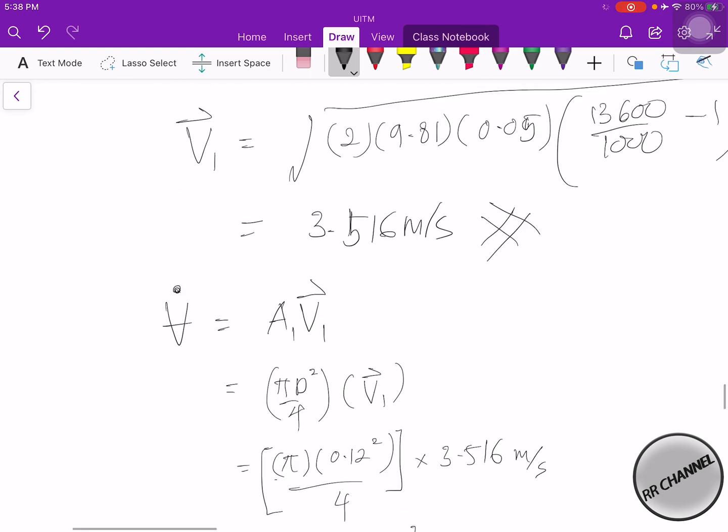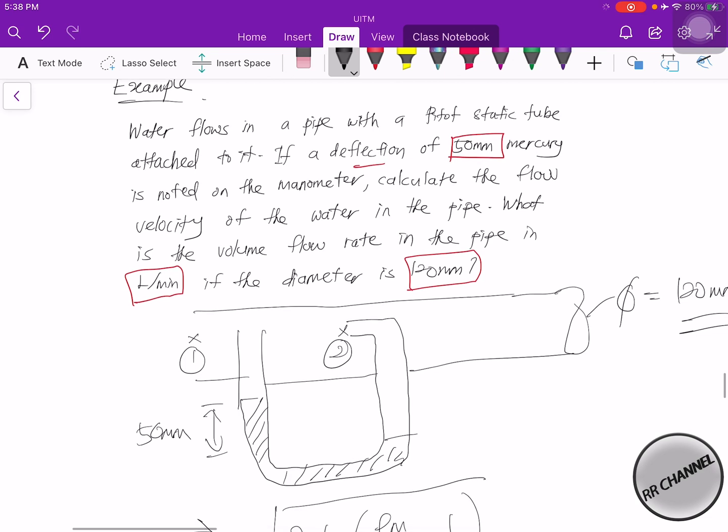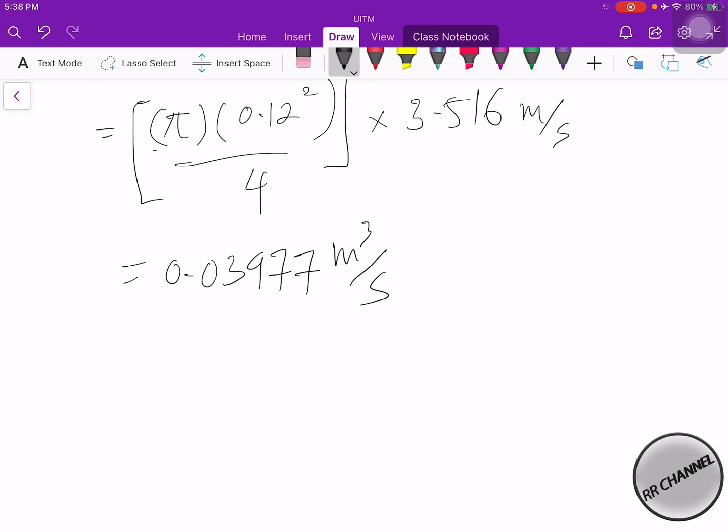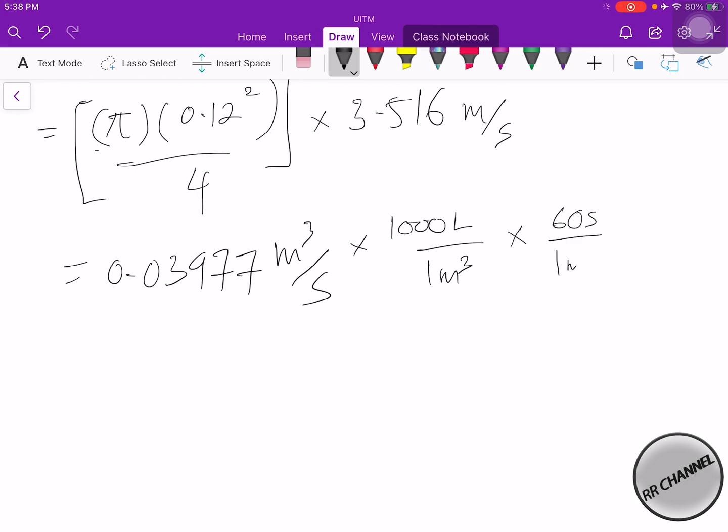And then in order to convert the unit into liter per minute as the question requires, we use some dimensional analysis here. 1 liter is basically equal to 0.001 meter cubed. We can use 1000 liter per 1 meter cubed here. And then to change from second to minute, it is 60 seconds per 1 minute. So now it becomes meter cubed per second, and we will get the unit in liter per minute. So your answer is 2386 liter per minute.